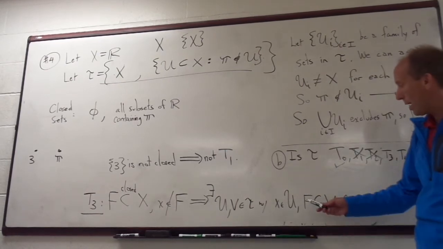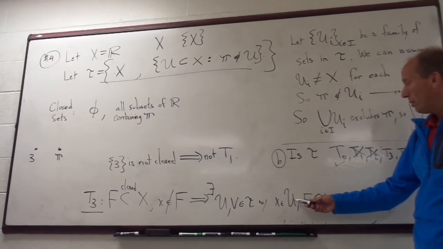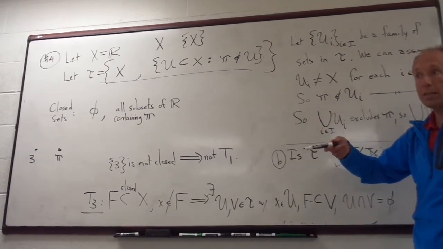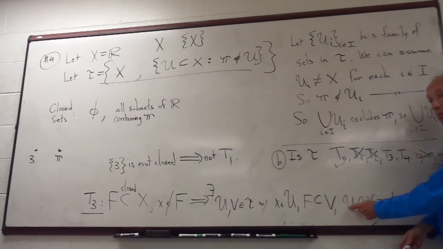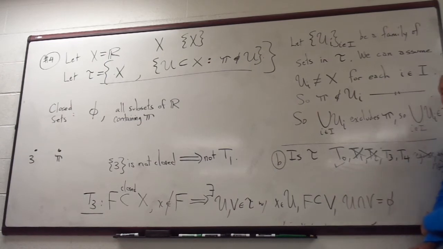If x is equal to pi, then my U would have to be the whole X, because that's going to be the only open set that would contain it. But that's okay, even if U is equal to the whole X, because V is empty, the intersection will be empty. So it kind of trivially seems to be T3.